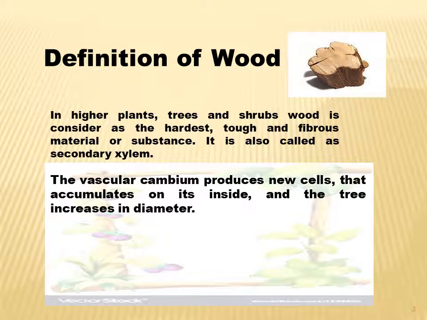The vascular cambium produces new cells that accumulate on its inside and the tree increases in diameter. So the function of the cambium is to produce the new cells on the inner side. As a result of this, the tree increases in diameter.